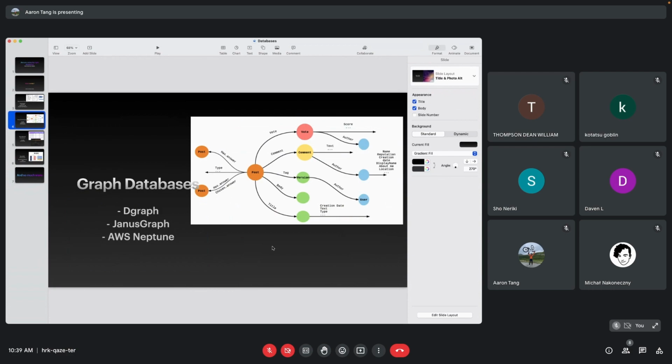Facebook built their own graph DB when they started, right? I think so, yeah. Relationship data is very useful for this kind of thing.